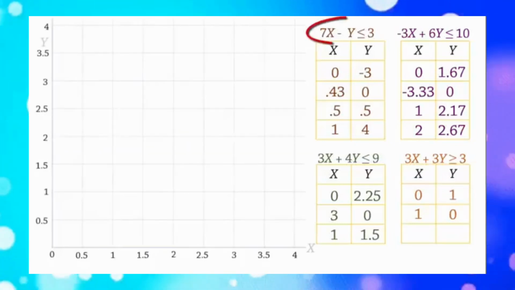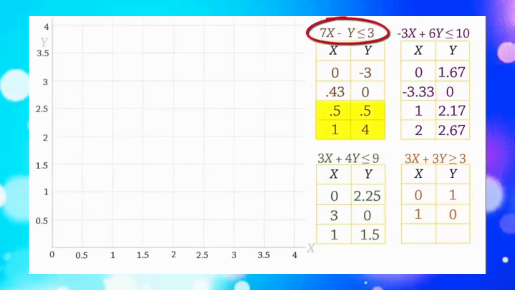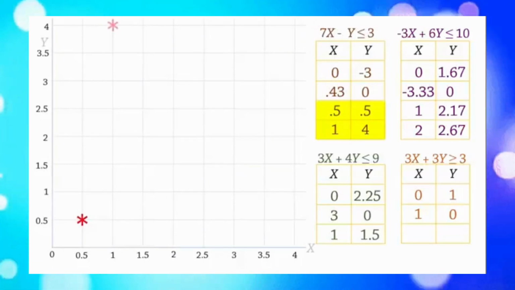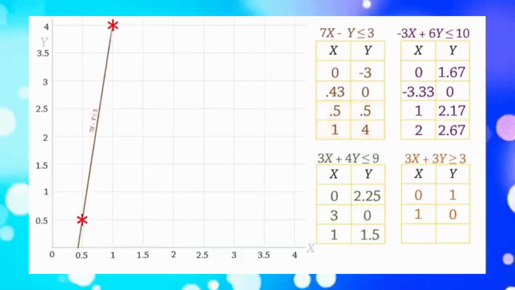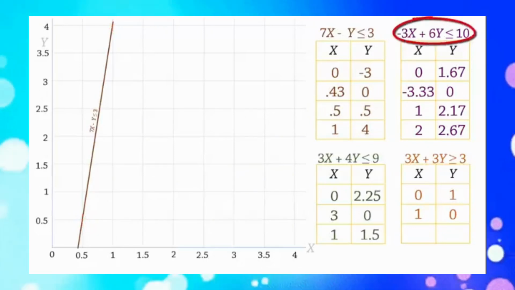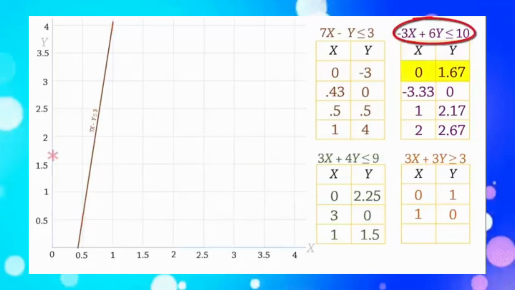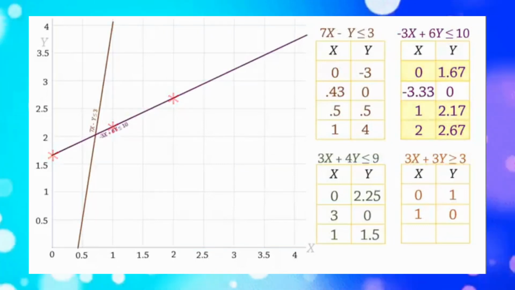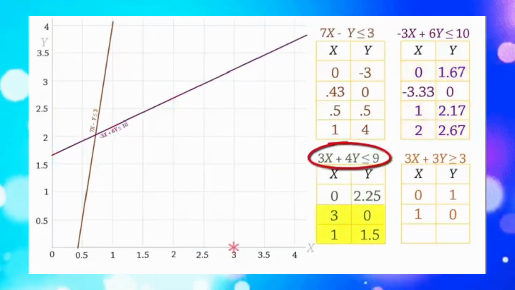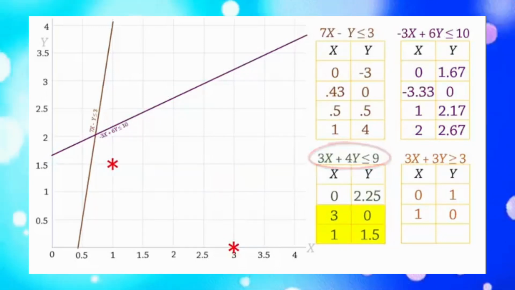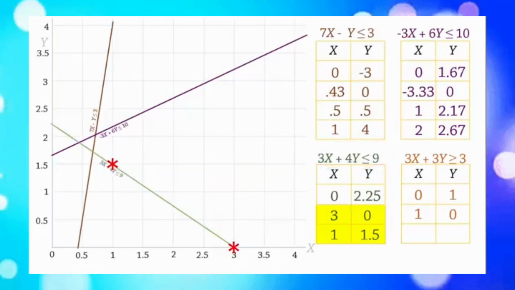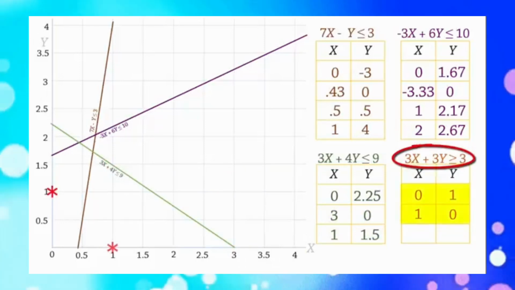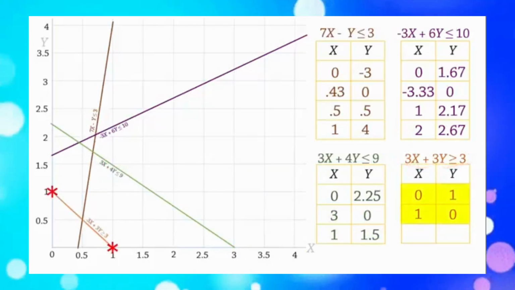In drawing the line for the first constraint, we can just plot the last 2 points, (0.5, 0.5) and (1, 4), and then draw the constraint line. For the second constraint, we can use the first point and the last 2, and that's the line. For the third constraint, we can use (3, 0) and (1, 1.5), and that's the line. For the fourth constraint, we have (0, 1) and (1, 0), and that's the line.